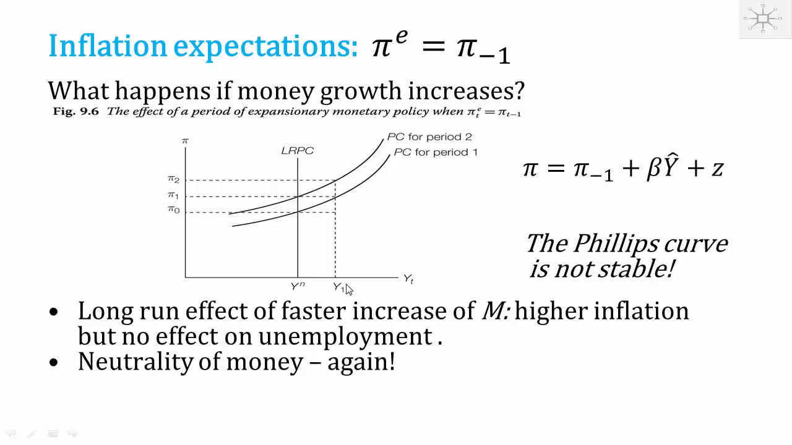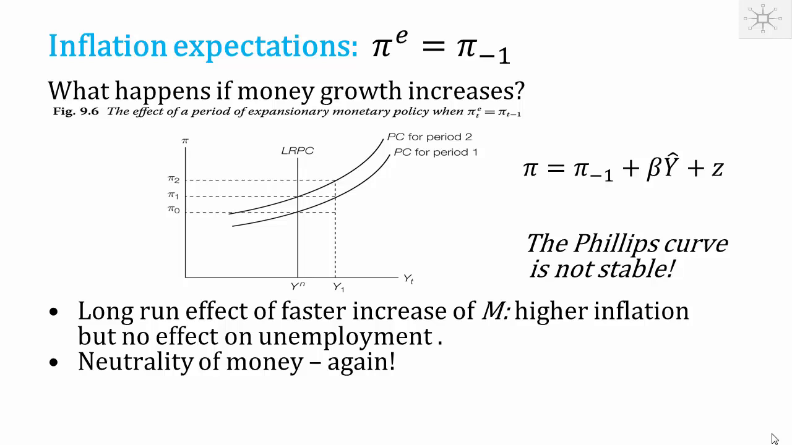But since people expected inflation to be pi 0, the Phillips curve is here. This is the Phillips curve for period 1. And then production went up to y1, then the inflation rate will be pi 1. So in period 1, when you increase the money supply, inflation is going to be pi 1, which is higher than people expected. So the expansion of the money supply led to an increase in production and an increase in inflation. But then the question is, what happens in the next period?